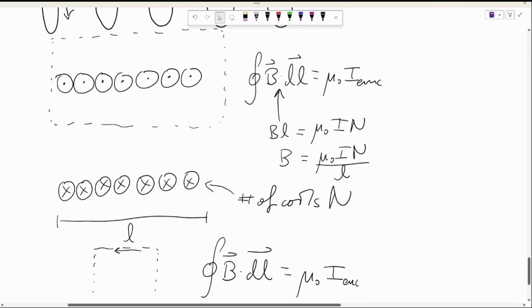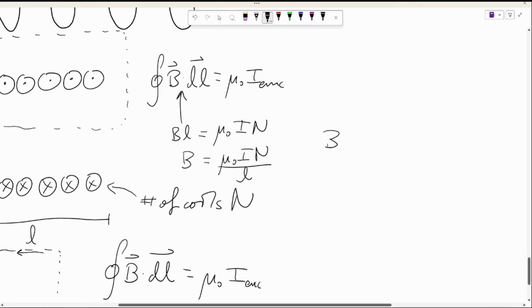And if you look at the formula sheet, you'll see they write this as B_s equals mu naught n, little n, times I.